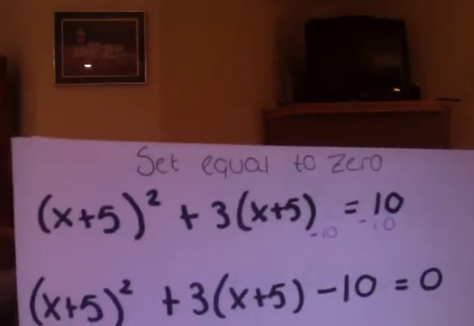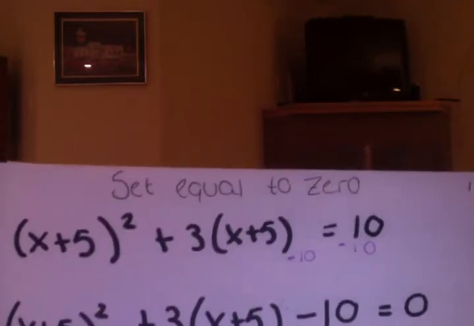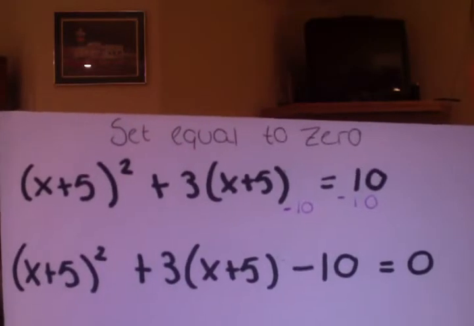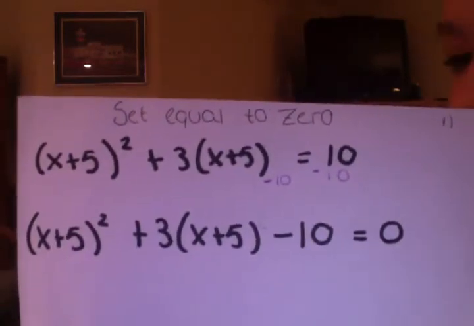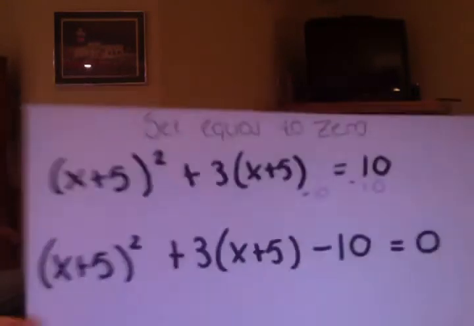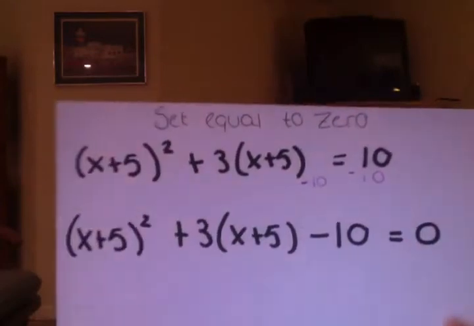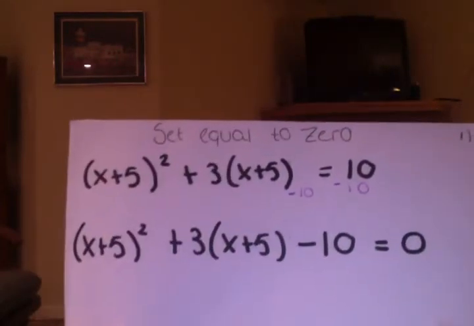In this problem, we have the quantity x plus 5 squared plus 3 times the quantity x plus 5 equals 10. Right away, we want to set the equation to 0, and we do that by subtracting 10 from both sides. So our goal is to find what x is. Instead of distributing everything out and then factoring, we want to find a way where we can just factor right away.